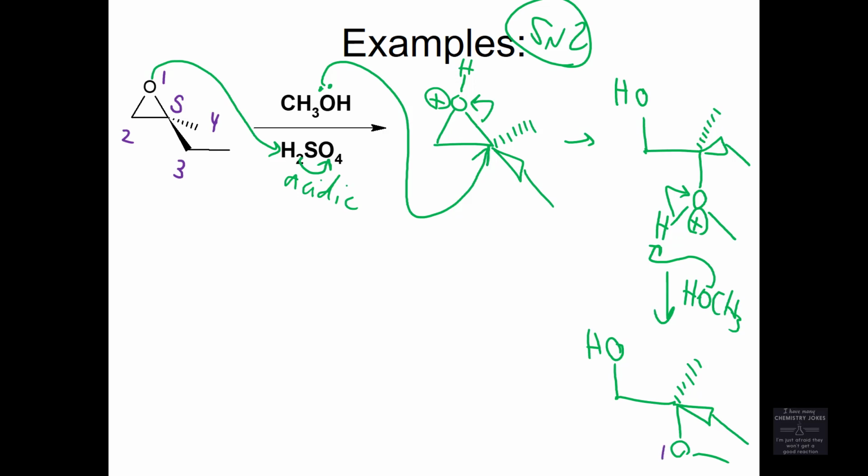At the bottom down here, 1, 2, 3, 4. 1 to 2 to 3. Lowest priority in the back. This is R. We properly inverted that stereocenter.